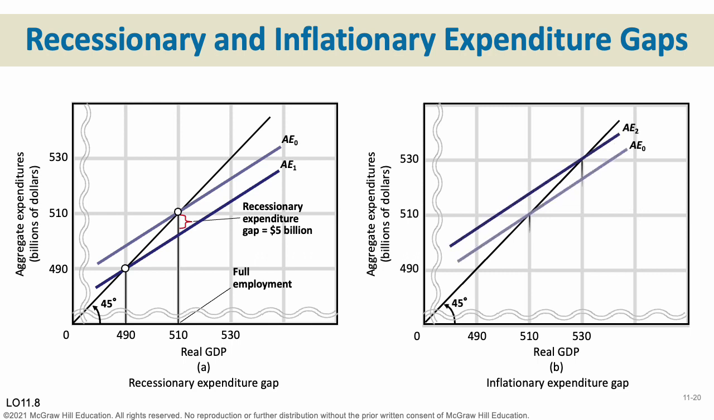In graph A, we have a recessionary gap of $5 billion. Spending at AE1 is below where it should be at AE0, so we have a gap. Our real GDP, our equilibrium GDP, should be 510. It's really 490. In the other case, it should be 510, and it's really 530. We have an inflationary gap here of too much spending, both of which are harmful long-term for the economy.